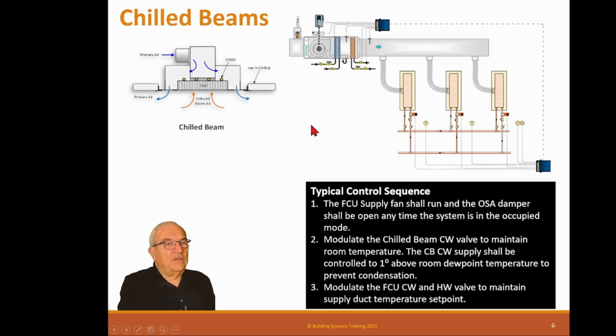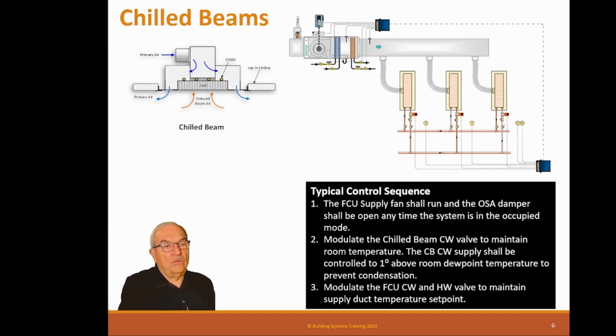So this one operates the same, it has a slightly different but very much the same sequence, just different pieces of equipment. The fan coil supply shall run and the outside air damper shall be open any time the system is in the occupied mode. Modulate the chill beam chill water valve to maintain room temperature. The chill beam chill water supply shall be controlled to 1 degree above room dew point temperature to prevent condensation.